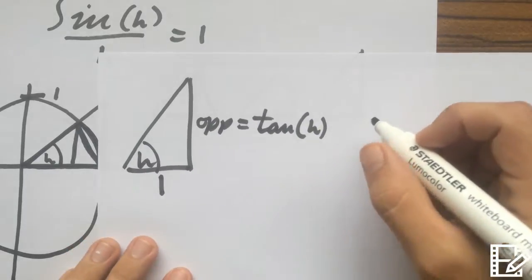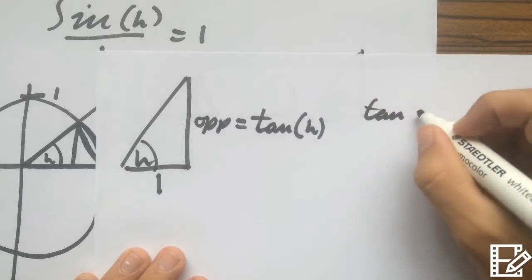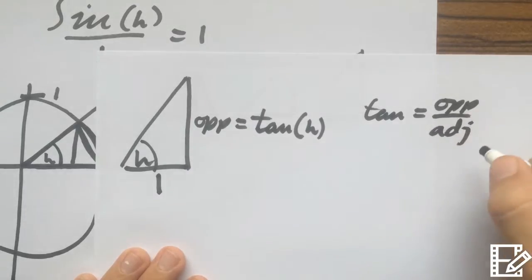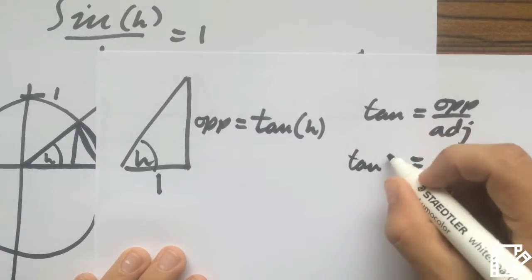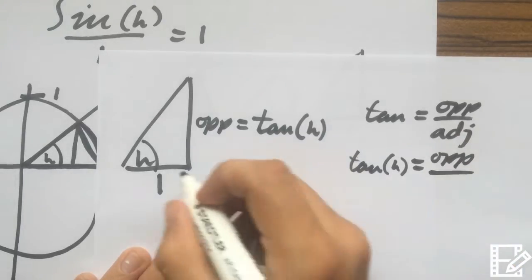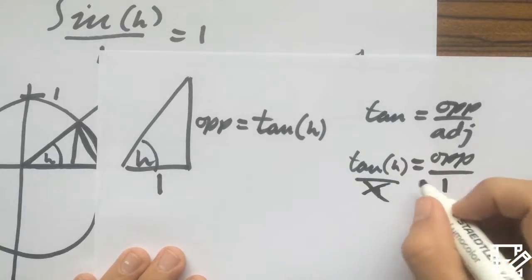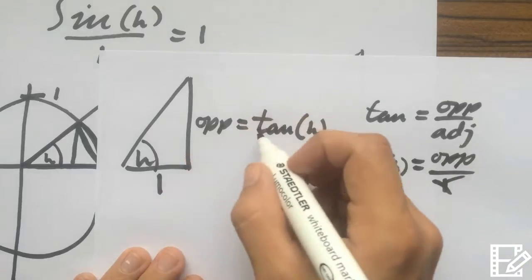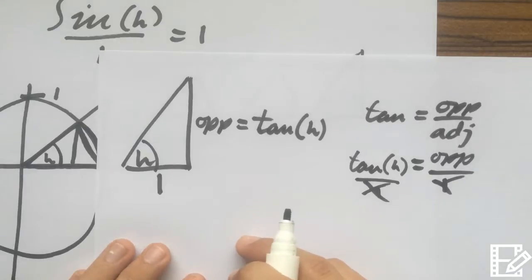Okay. So, we have tan is equal to opposite over adjacent. Tan h is equal to opposite. Now the adjacent is 1. So just like before, it's over 1, both cancel out. And it's tan h equals the opposite. So the opposite equals tan h. So the height of this triangle is tan h.